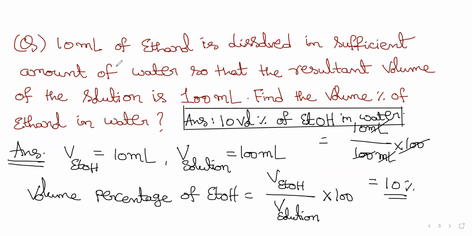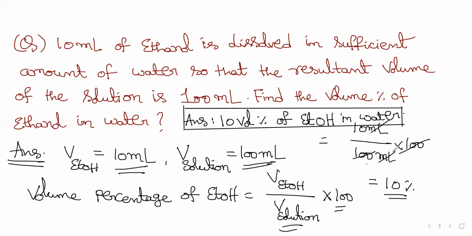Next, we have a question here. 10 ml of ethanol is dissolved in a sufficient amount of water so that the resultant volume of the solution is 100 ml. Find the volume percent of ethanol in water. The answer is 10 volume percent of ethanol in water. How do we do that? The volume of ethanol is 10 ml here, and the volume of the solution is finally made up to 100 ml. So the volume of ethanol divided by the volume of the solution multiplied by 100.